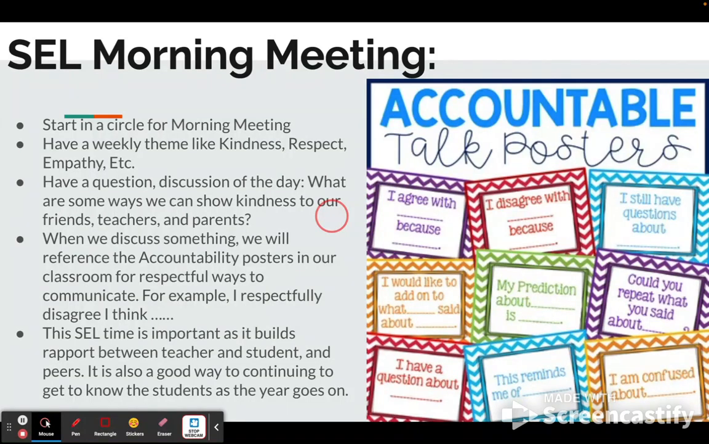This SEL, social and emotional learning, is important as it builds rapport between teachers and students and peers. It's also a good way to continue to get to know the students as they go on, because in elementary school, you're going to have these students.